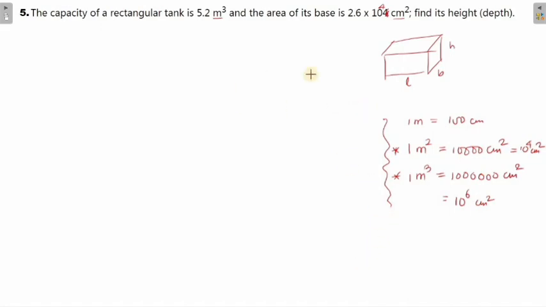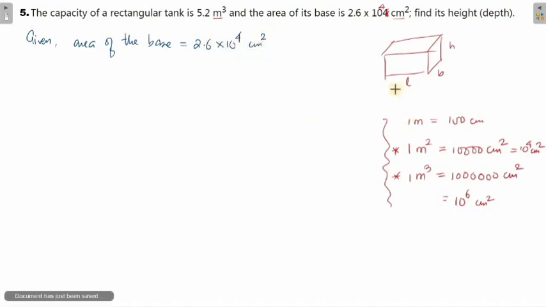Okay, right. So first let's write the area of the base. Given is area of the base is 2.6 into 10 to the power 4 centimeter square, isn't it? Now see here carefully. This is the base. The base is in a rectangular shape, so its area is going to be length into breadth. So area of the base will be how much? It is L into B.